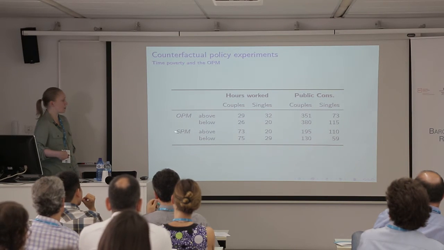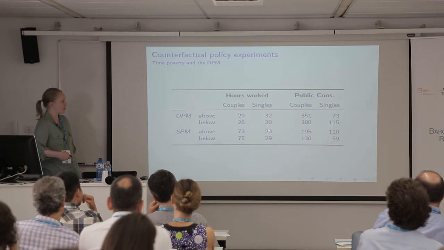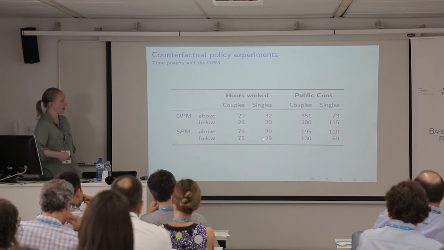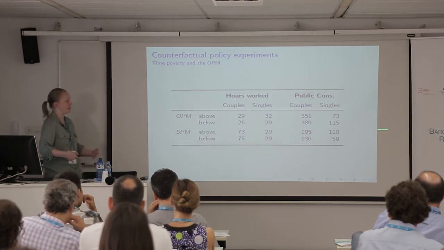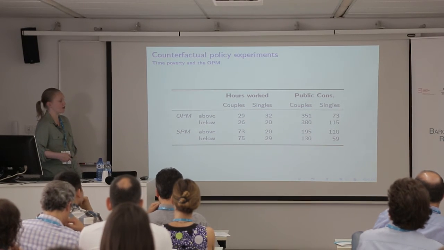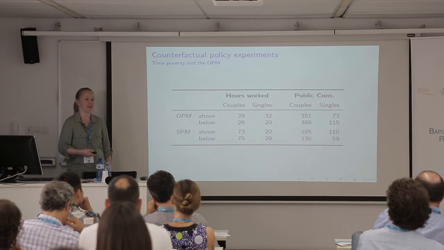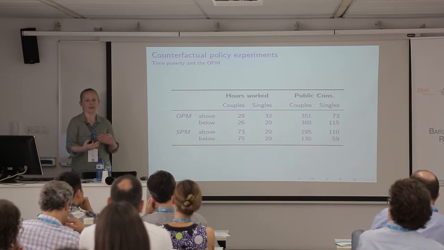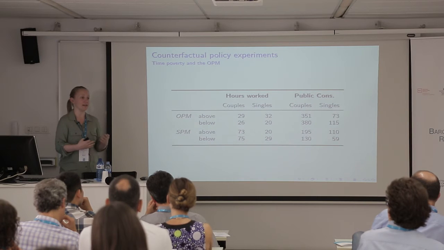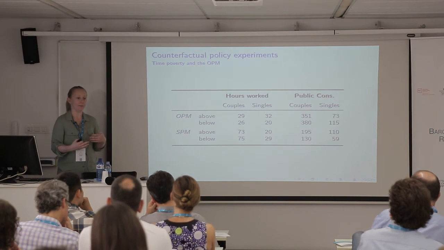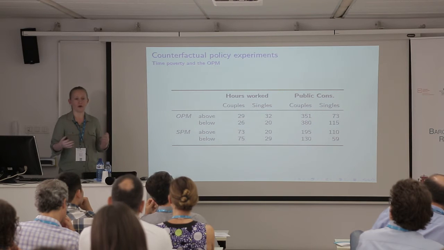Whilst when we look at the supplemental poverty measure, we see the opposite thing. People above the threshold are working less than people below the threshold. This is especially apparent in single-parent families, and in terms of consumption goods, they're better off. So it's obvious that the official poverty threshold does not incorporate time poverty, and how that might affect a single mother's ability to produce, say, all kinds of household goods.